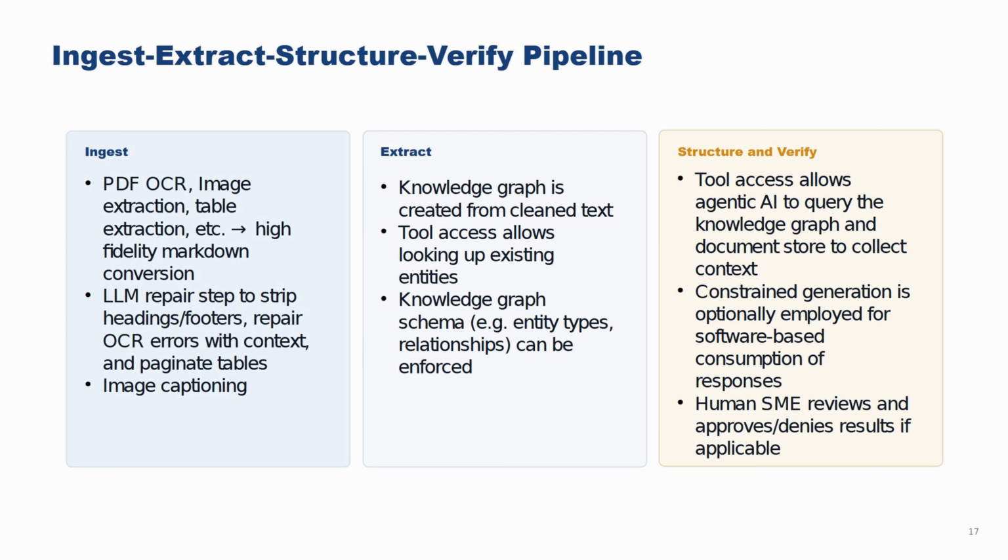Once we have our maximally clean markdown, we create a knowledge map from it. The way we do that is by taking the text chunk by chunk and feeding it to an LLM. The LLM does have tool access, so it can look at the existing knowledge graph and identify aliases, duplicates, things like that. Also, the developer can specify a schema which restricts the type of entities or the relationships.